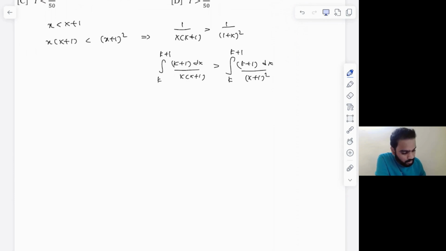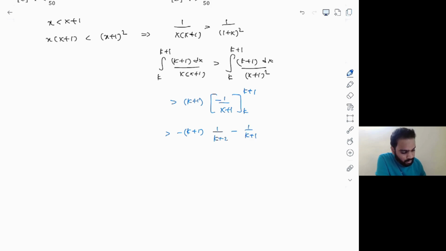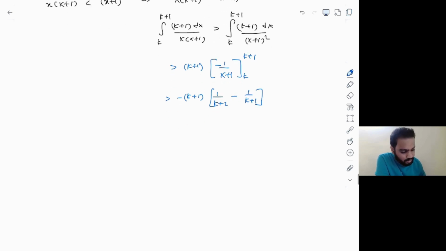Directly, k plus 1 is a constant, so this is greater than k plus 1 multiplied by the integration of 1 by x plus 1 whole square, which will be minus 1 by x plus 1, where limits are from k to k plus 1. I will take that minus outside. So minus of k plus 1 multiplied by, if I substitute the limits, 1 by k plus 2 minus 1 by k plus 1. Or else I can write it like this also: this is greater than k plus 1 multiplied by, taking the minus outside, 1 by k plus 1 minus 1 by k plus 2.